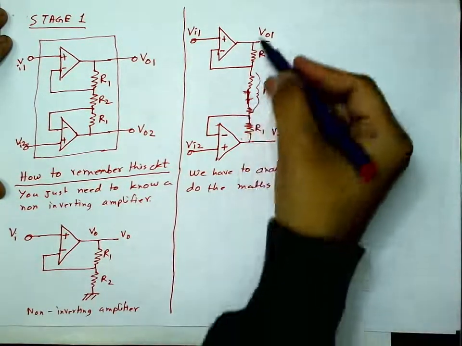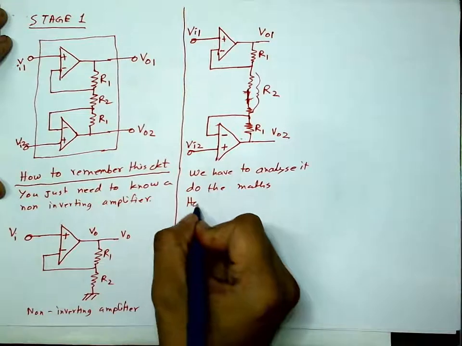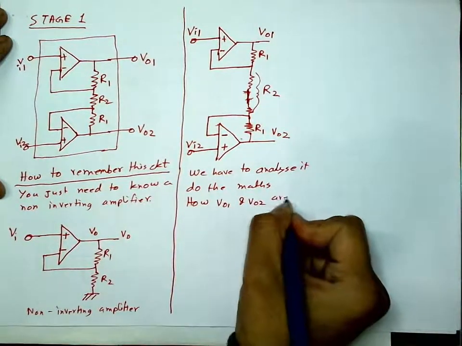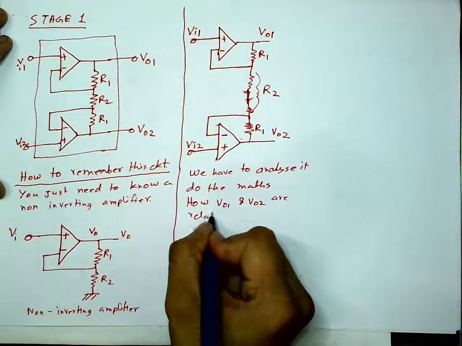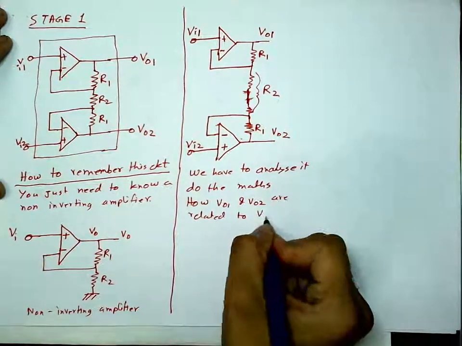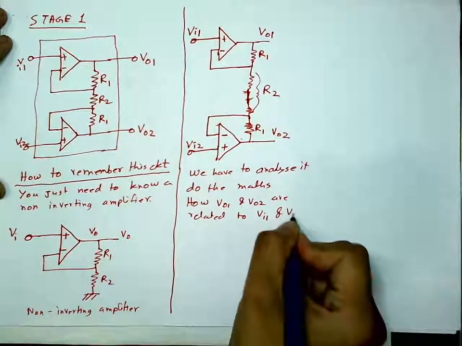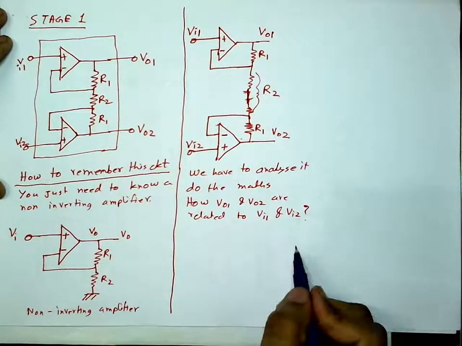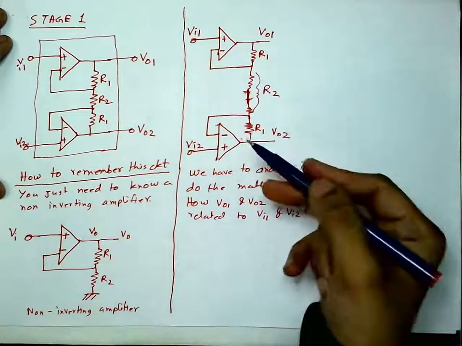That means how these two outputs, VO1 and VO2, are related to Vi1 and Vi2. So that's what we are going to talk about now. This circuit is given to us.